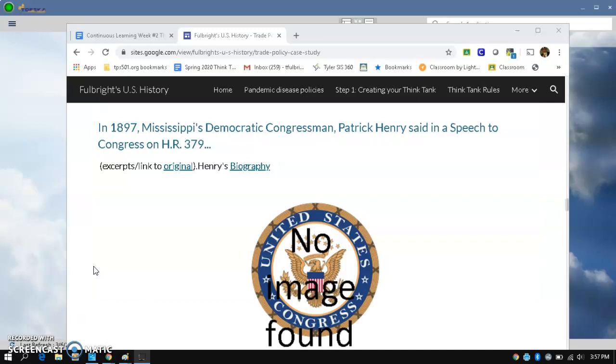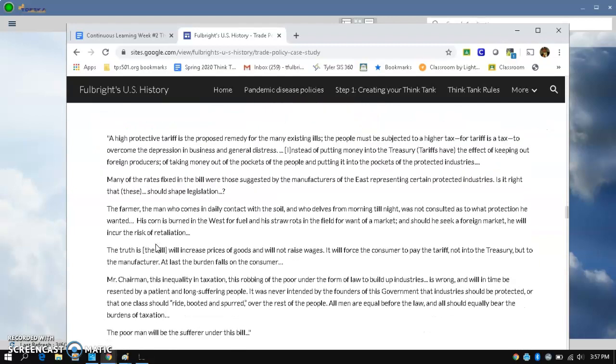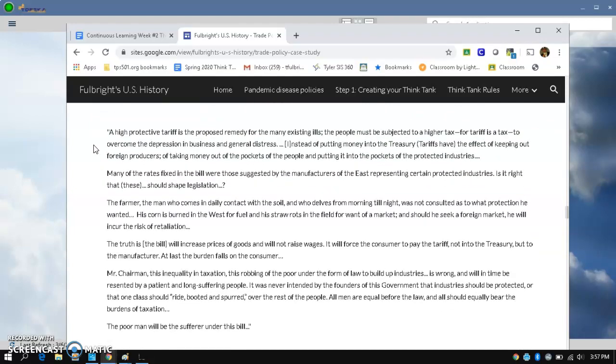In section 2, we need to find out why some people are opposed to these protective policies. We're going to listen to a speech from Patrick Henry. Sorry, I couldn't find a picture of him. Patrick Henry said, "A high protective tariff is a proposed remedy for the many existing ills. The people must be subjected to a higher tax."